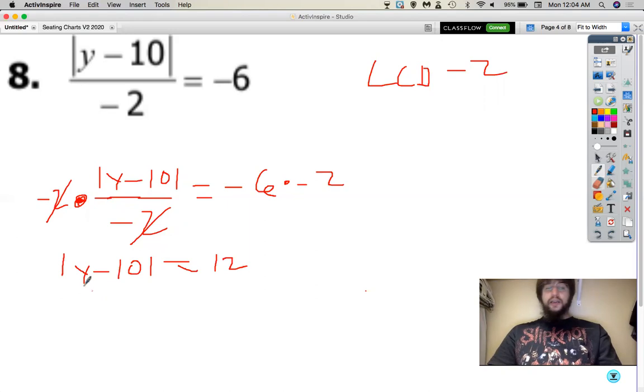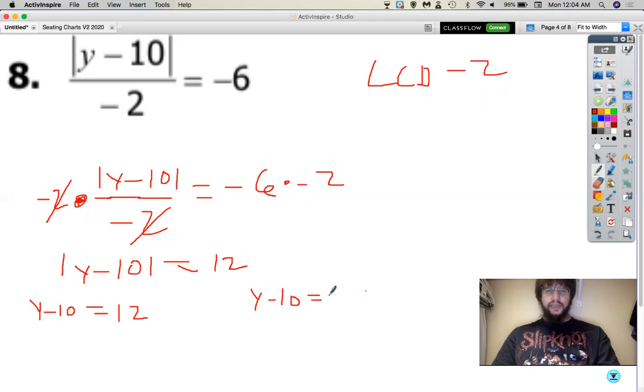So I'm going to take the shortcut. The inside part, y minus 10, equals the positive, and the inside part equals the negative. And we just solve these two equations. Y is 22, y is -2. All I did was add 10 to both sides on both equations.